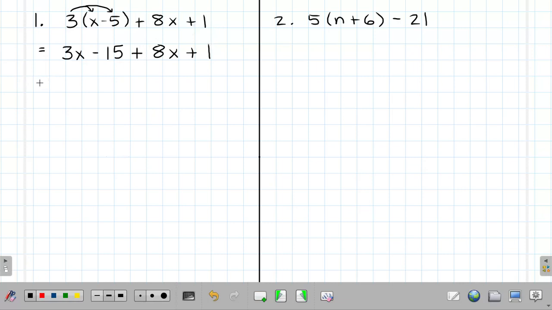Okay. And now we're at a part where this is just like we did in the last section where we combine like terms. So I can combine the 3x and the 8x. So 3x plus 8x gives me 11x. And then technically I've got a negative 15 plus 1, which is going to give me a negative 14. So technically the answer here is 11x minus 14. And once again, this goes back to, if you need to, like I said, no problem with you taking it from here and writing it as a sum.